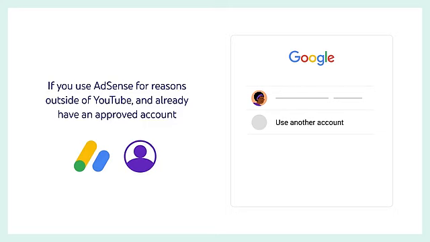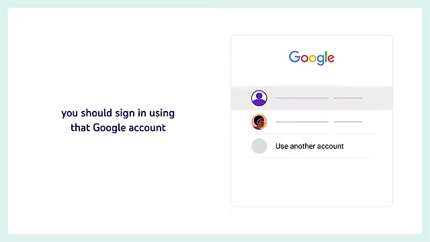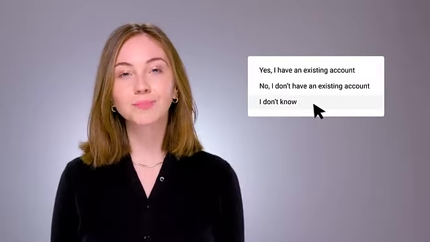Note that if you use AdSense for reasons outside of YouTube and already have an approved account, you should sign in using that Google account. If you're not sure if you have an existing account, select I don't know and complete the flow. It's important you don't attempt to create a new AdSense account if you already have an existing one, because this can cause delays in your application process. Note that you can link multiple channels to a single AdSense account.